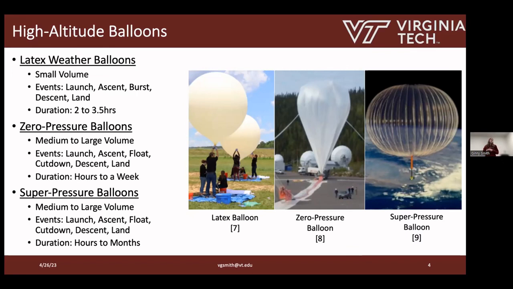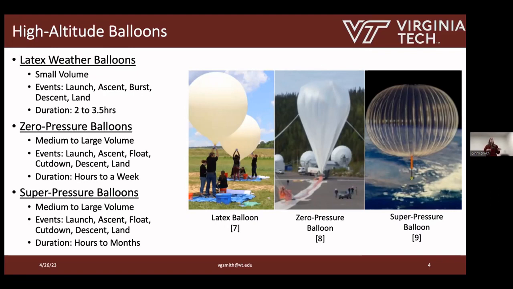Super pressure balloons, unlike zero pressure, are completely enclosed envelopes. So you're not venting helium out during flight. You can see it on the right. They're often referred to as pumpkin balloons. They do look like pumpkins. These are also kind of your medium to large volume. They can lift up to 2 tons worth of payloads. The largest of these are about the size of a football field, to give you an idea.